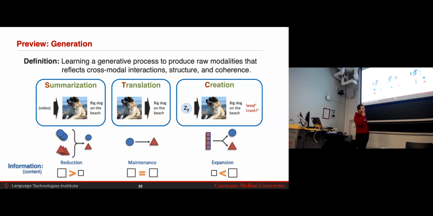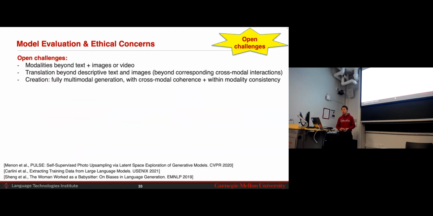All right, so that's a high-level summary of generation. 3 application paradigms of summarizing, translating, or creating more data based on whether you're reducing, maintaining, or expanding information content. That's the first dimension. And the second dimension is what exact type of generative model you're using. Is it more example-based or is it an actual generative model?